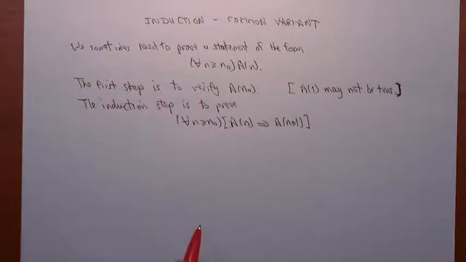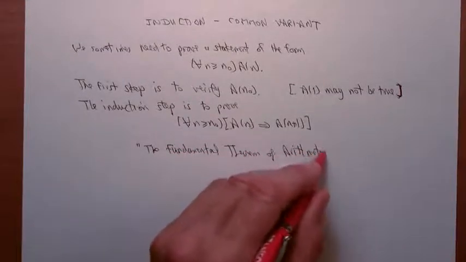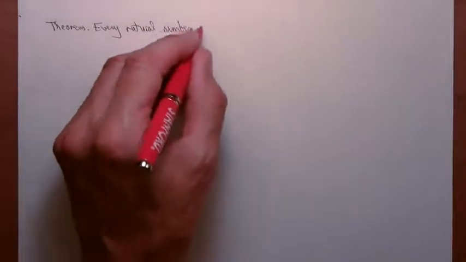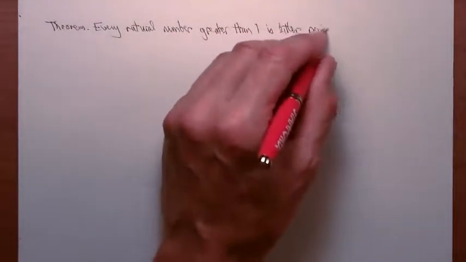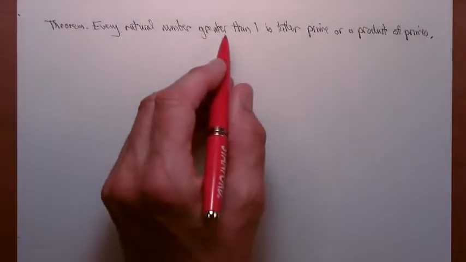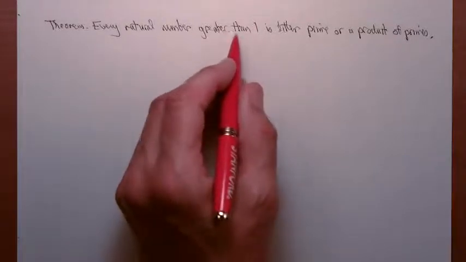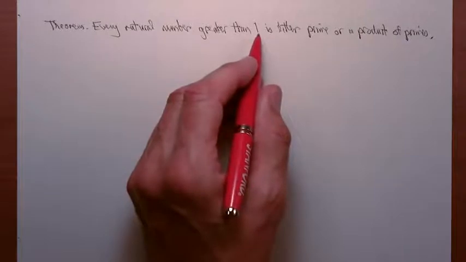And that example is part of a famous result of mathematics called the fundamental theorem of arithmetic. Here's the part of the fundamental theorem of arithmetic that I want to prove. And it's the following theorem. Every natural number greater than 1 is either prime or a product of primes. Now we have to use that variant of induction for this one because it's not true at n equals 1. The theorem only holds for n equal to 2 or more. In fact, 1 is the only number for which it doesn't hold.